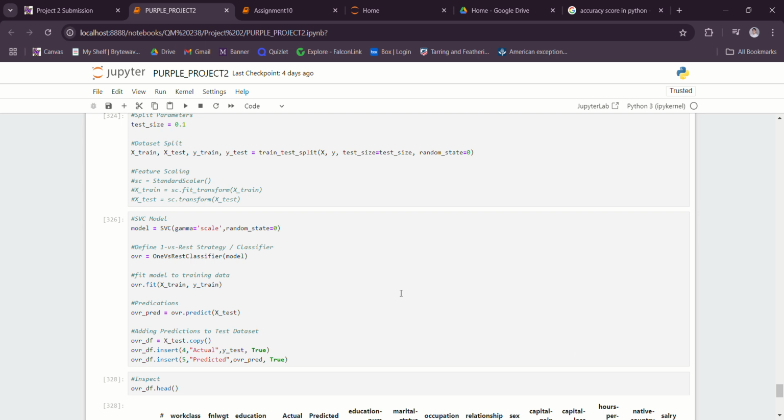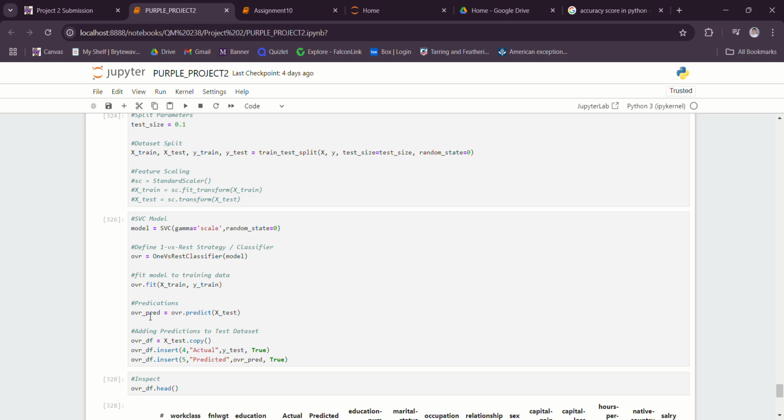So, I did my scaling, or I did those shortcuts, and the next thing I did was I set my SVC model for sampling. I then defined the strategy I was going to use. Like I said before, I was going to use the one versus rest classification. I then fit the model to the train data. I used the ovr.fit function.